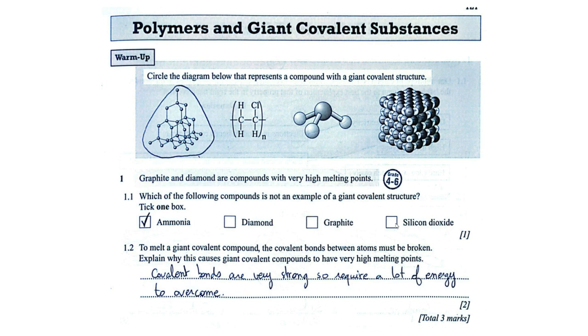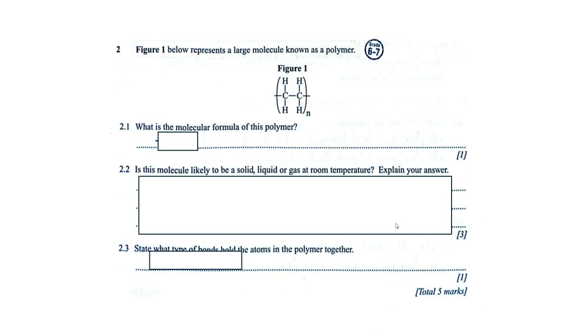Explain why this causes giant covalent compounds to have a very high melting point. The covalent bonds are really strong, so they require a lot of energy to overcome. Therefore, the melting point of the giant covalent lattice is extremely high, one of the highest in the world.